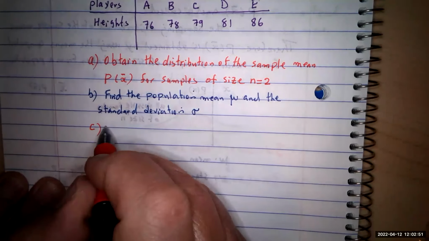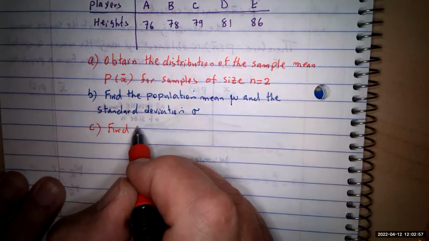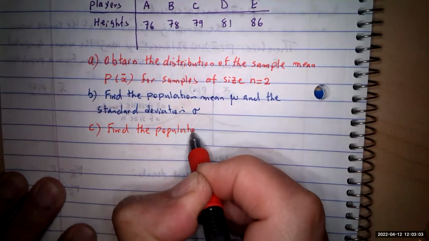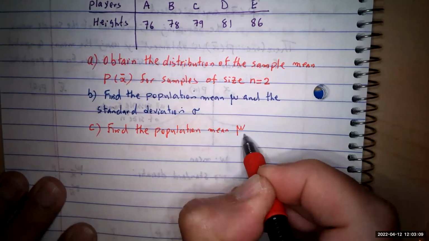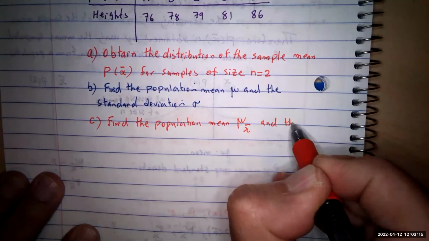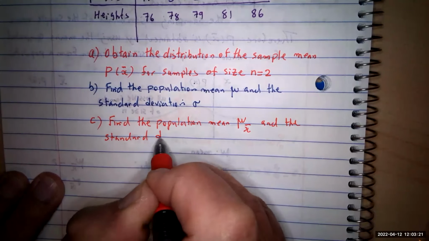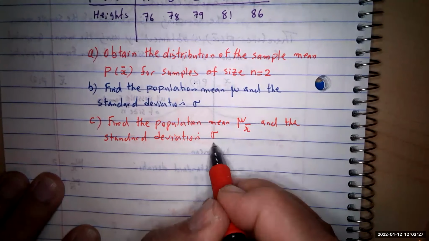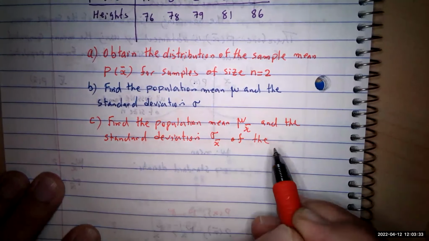So I would like you to find the population mean, this time mu of X bar, and the standard deviation, sigma X bar, of the distribution of a sample mean.